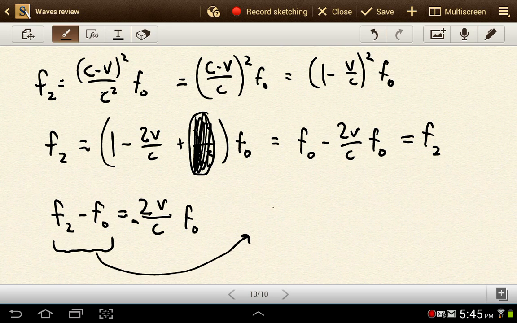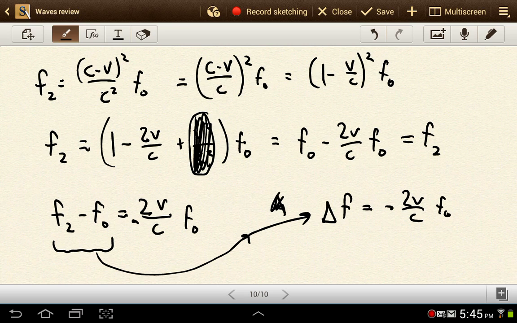So I'm going to call that delta F, not delta F naught, just delta F. And that's the 322 hertz change I mentioned, to be fair. And so that's going to be negative 2V over C times F naught. So F naught is your 6.88 gigahertz, and this is your 322 hertz.